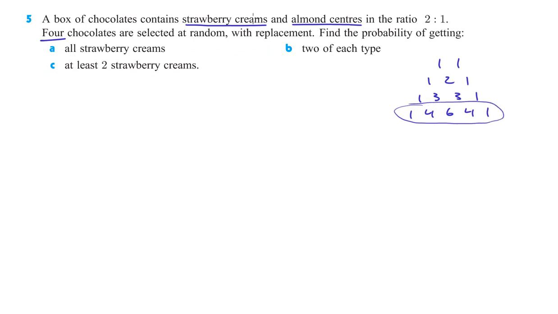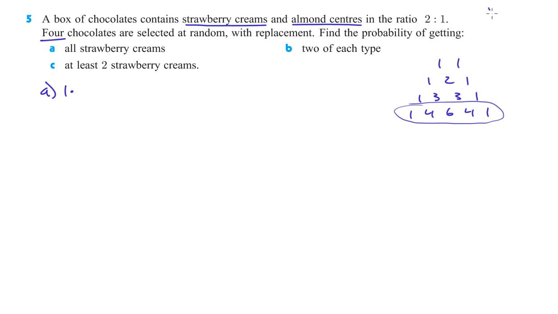And let's just say that the expected outcome, or the desired outcome, is the strawberry creams. So all strawberry creams. So that's 0, 1, 2, 3, 4. There's one way to get all strawberry creams. Now, again, the ratio is 2 to 1.